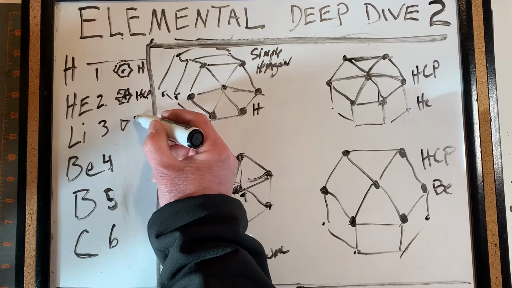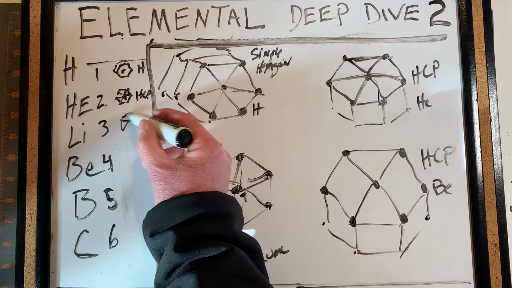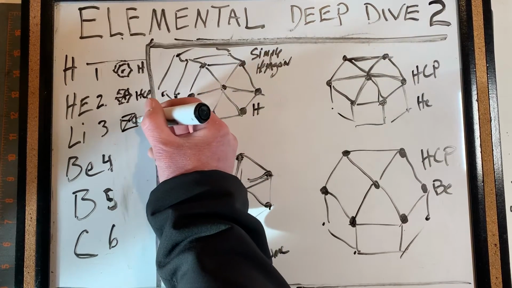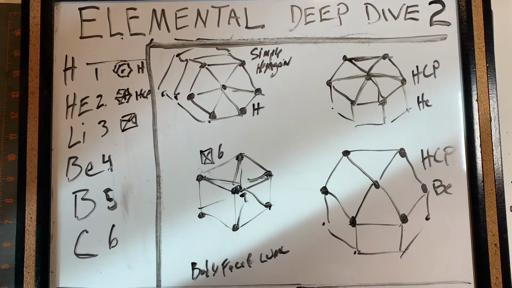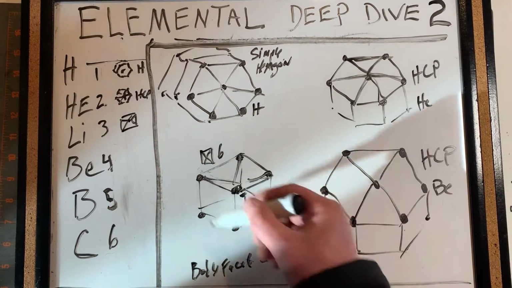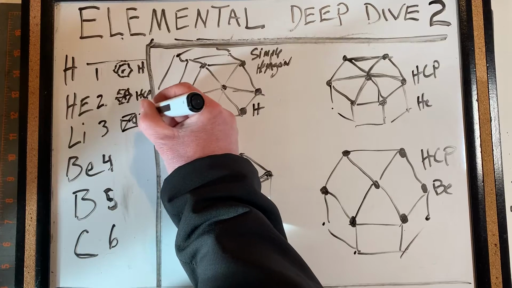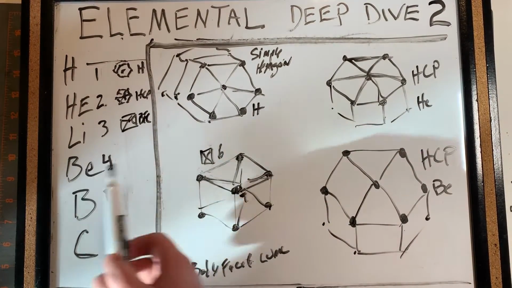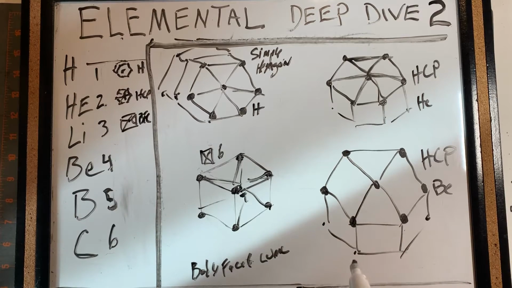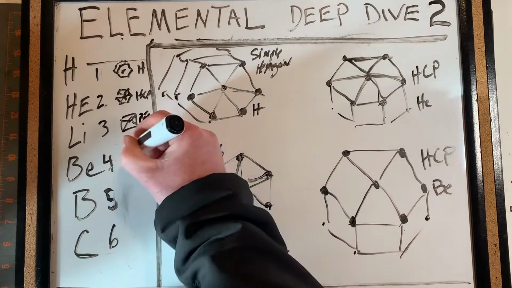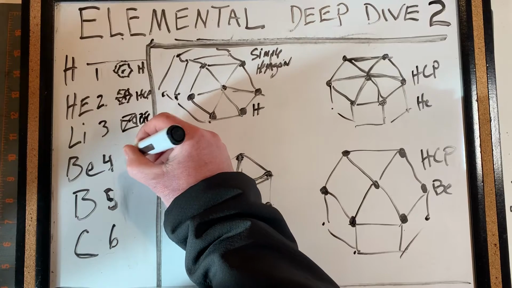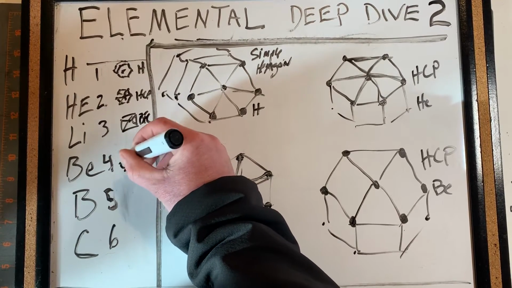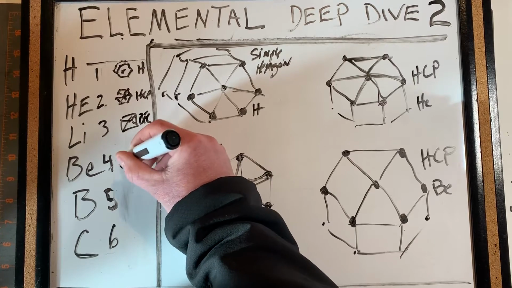Beryllium, hexagonal close pack. Even though it's these pyramids that are kind of folding in, it kind of looks like a hexagon, but it's not. It's a BCC, body-centered cubic, but still cool. Beryllium, another hexagonal close pack. So that's the same kind of symbol here. Hexagonal close pack.